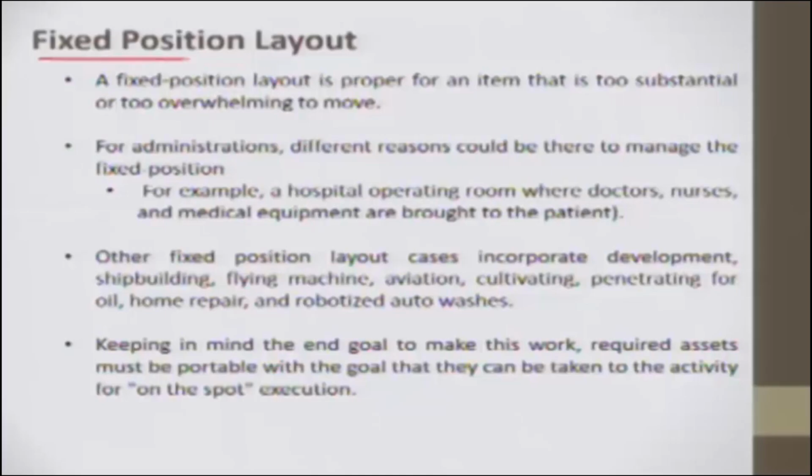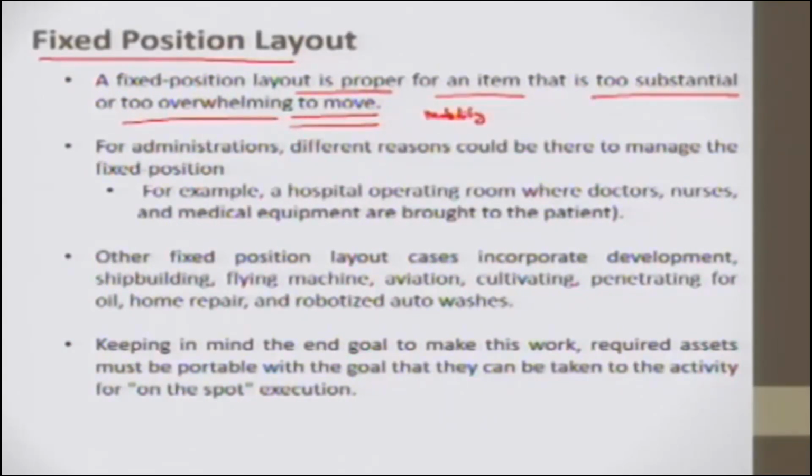So in the next part of the lecture, I will try to discuss certain other kinds of layouts: fixed position layout, combination layouts, cellular layouts, and certain other miscellaneous layouts. And let us start from fixed position layout. Fixed position layout can be good for an item or a product that is too substantial or too overwhelming to move. That is, the mobility is 0, close to 0.